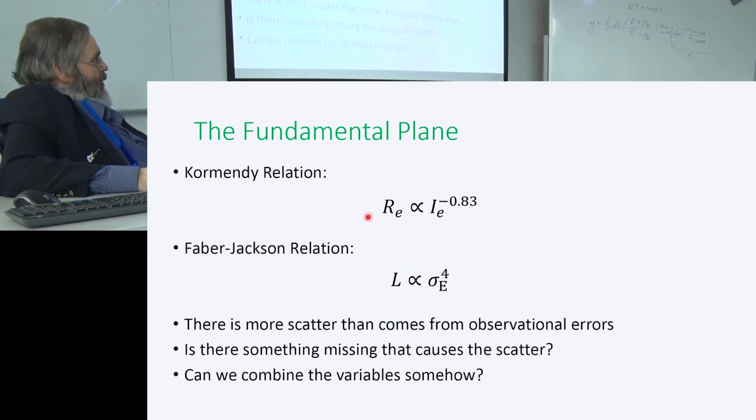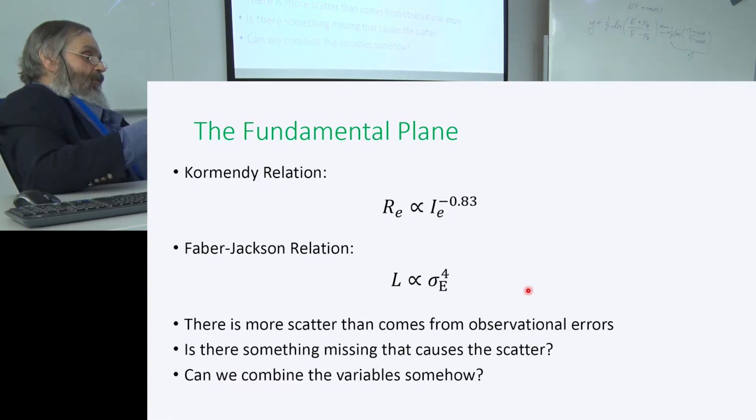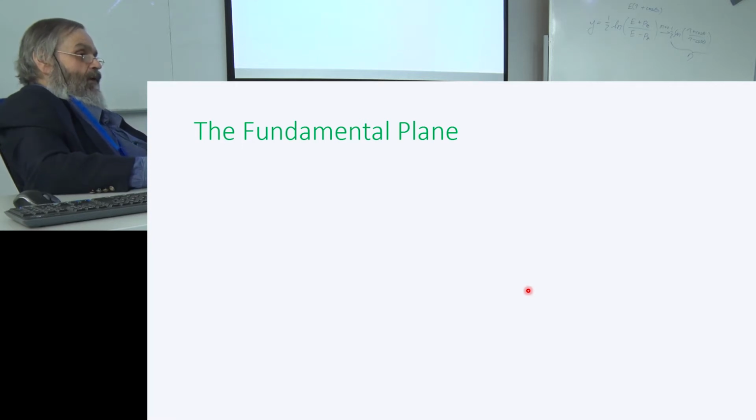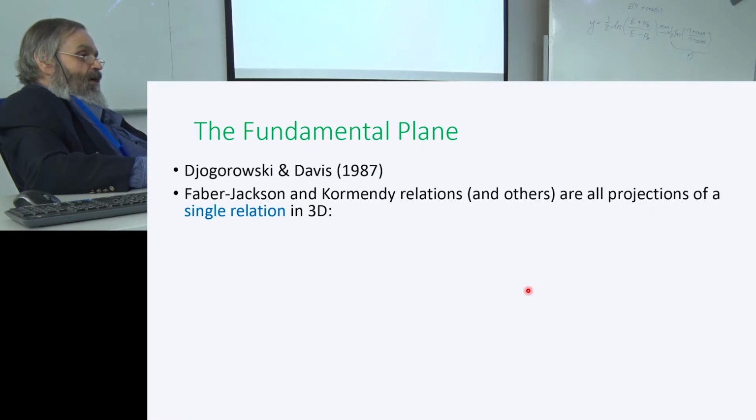John Kormendy, I think he was at the University of Toronto when I was there, found that in general the effective radius was related to the surface brightness as proportional to I to the power minus 0.83. And the Faber-Jackson relation, we just saw, is L proportional to sigma e to the 4th. But there was more scatter than comes from observational errors. So the point was, is there some way these can be combined? Is there another function going on here that we haven't recognised? And these characters discovered that these are different projections of what's called the fundamental plane.